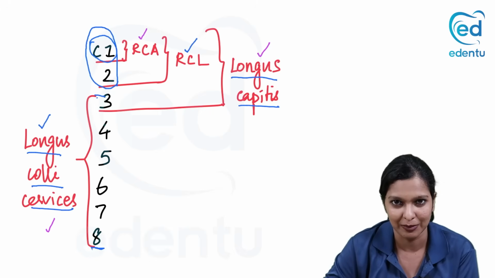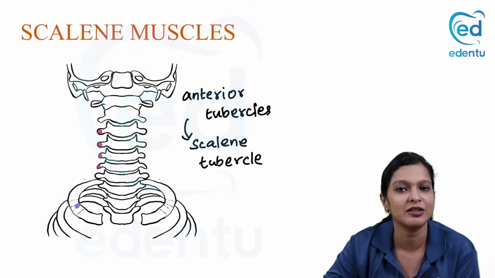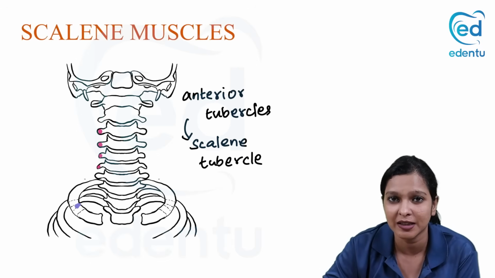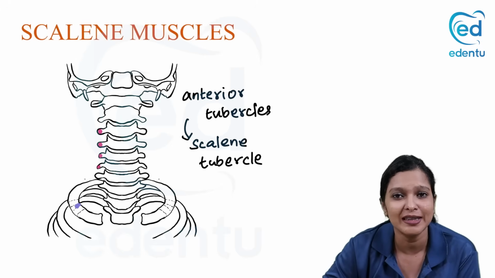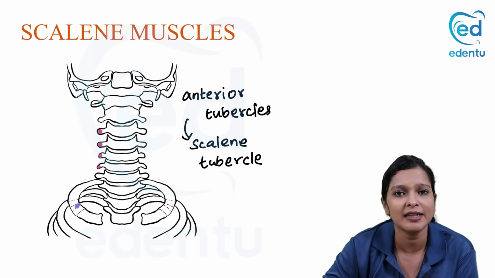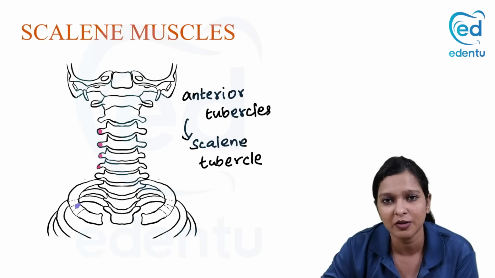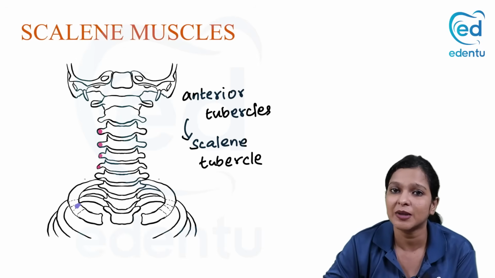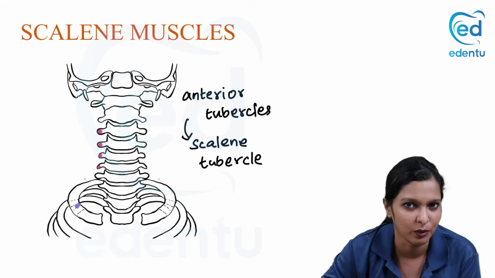They are 3 in number. In the previous video we saw the origin, insertion, nerve supply and action of the muscles that are present in the prevertebral region. Now let's focus on the paravertebral region. There are totally 3 muscles present here, and they are called the scalene muscles. The first muscle belonging to this group is scalenus anterior. The next muscle is scalenus medius, and the third muscle is scalenus posterior.